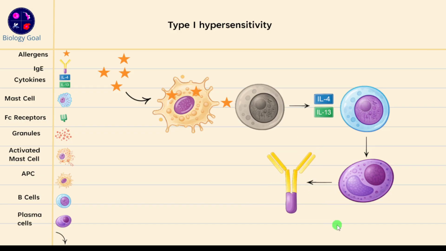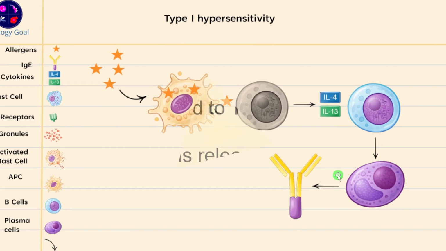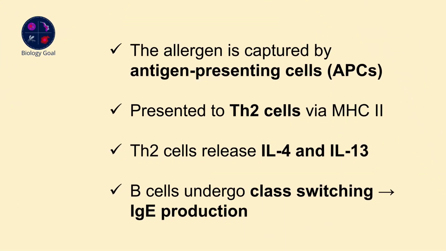So if I tell you this story again in a very concise way, a few steps are going to happen. The allergen is captured by antigen-presenting cells, which is also known as APC. That presentation will happen to Th2 cells via MHC class 2 molecules. After that, Th2 cells are going to release IL-4 and IL-13, and that will lead to the class switching in the B cell, and it will start producing IgE antibodies.